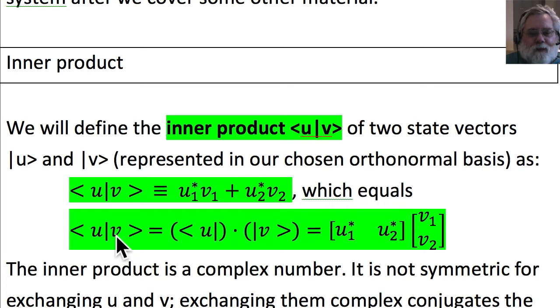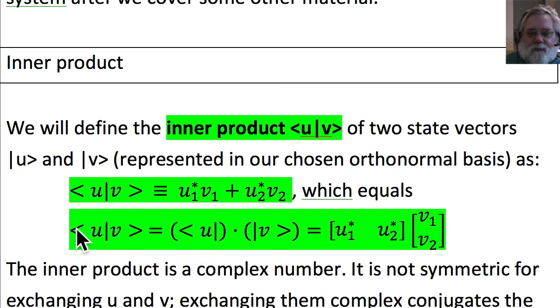Now we can see that this also equals the result we would get if we took the bra for U and the ket for V and multiplied them using correct matrix or linear algebra operations. The bra for U is the row vector U1 conjugate, U2 conjugate. The ket for V is the column vector V sub 1, V sub 2. And if we multiply these together, we get U sub 1 conjugate V sub 1 plus U sub 2 conjugate V sub 2.